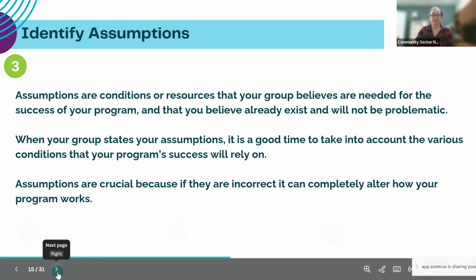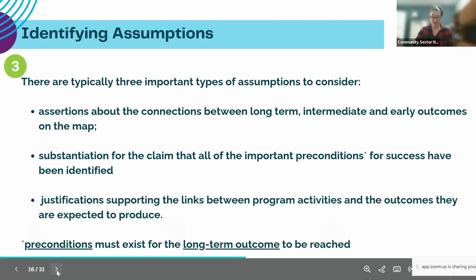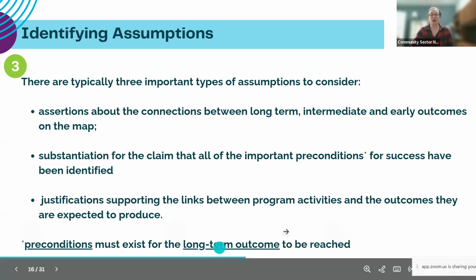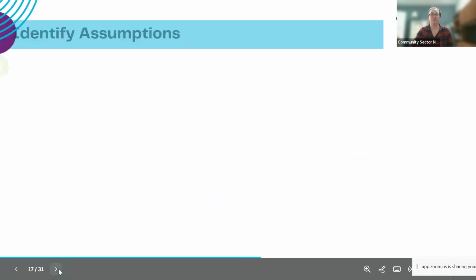And so for me, I think it's best to illustrate this with an example in this context. But before we do that, there are 3 important types of assumptions to consider, which is the assertion about how the connections between all of the outcomes rely on assumptions. We want to substantiate that all the important preconditions have been identified, and then we want to justify the links between the activities and the outcomes. But these are all required in order to reach that long-term outcome.